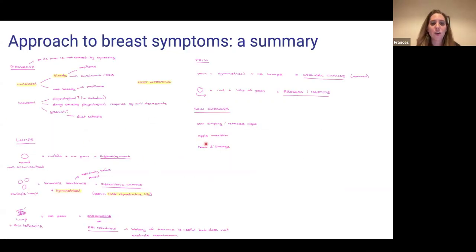This is from my notes. I don't know how useful this is to you. I thought it was useful to me at the time, but maybe it won't be. This is basically based on your different symptoms. I think I just got this from LabMed, one of the lectures.